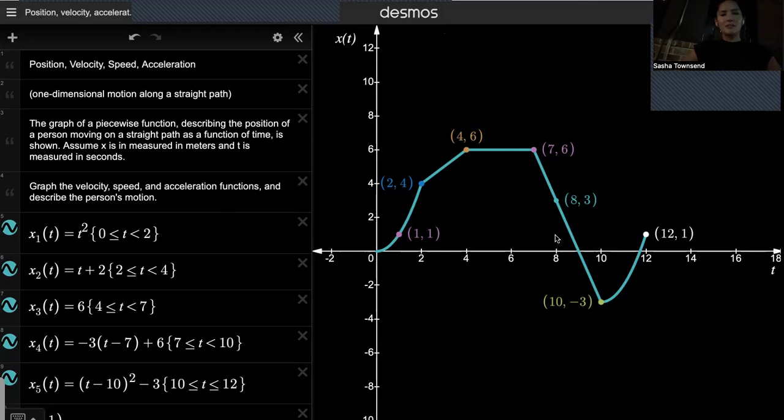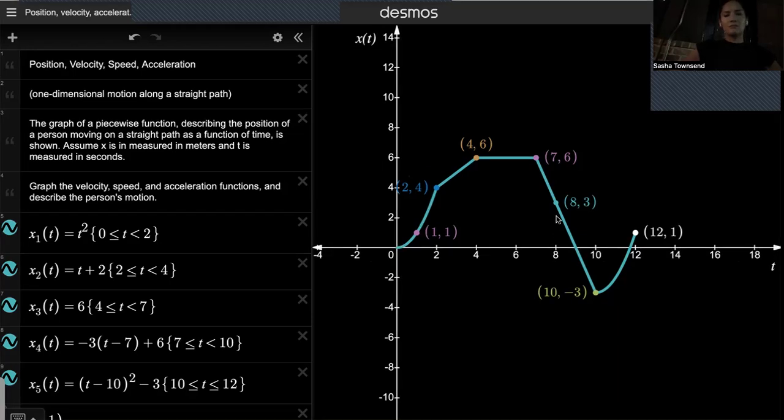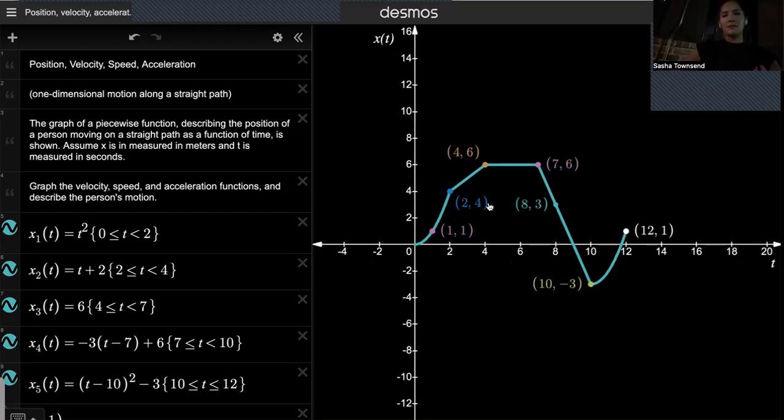I might just give you the position function and ask you to graph the velocity and the acceleration, or the velocity, the speed, and the acceleration, and then ask you to describe the motion of the person or the particle that is given by that particular graph. Now, if I were given this graph on a test or a quiz, the first thing that I would want to do is define all of the branches, like write the equations for the branches of this piecewise function.